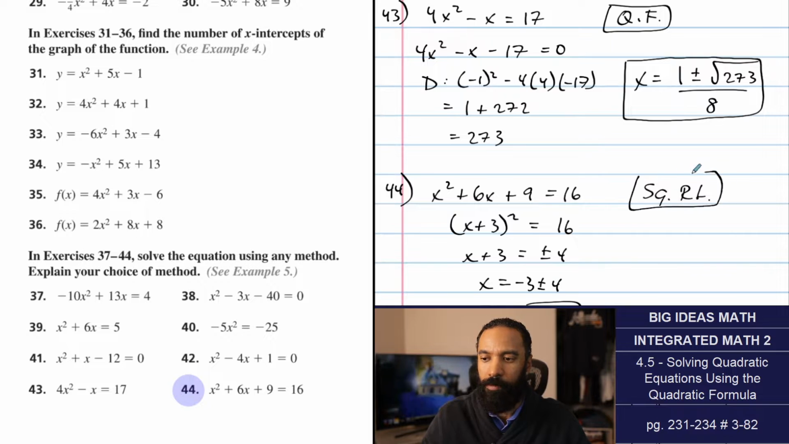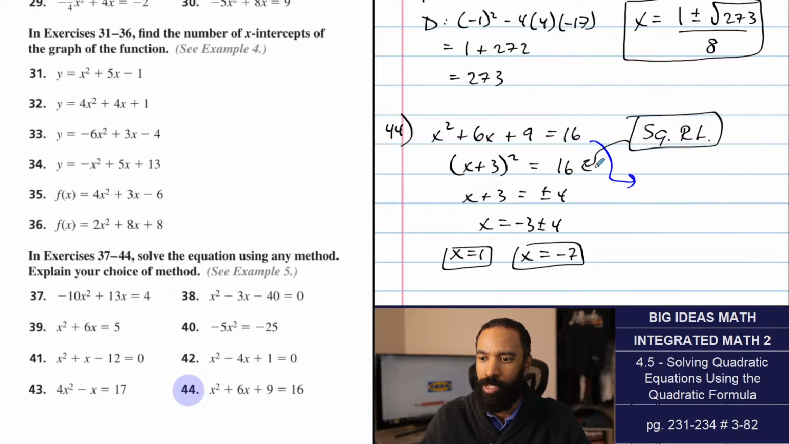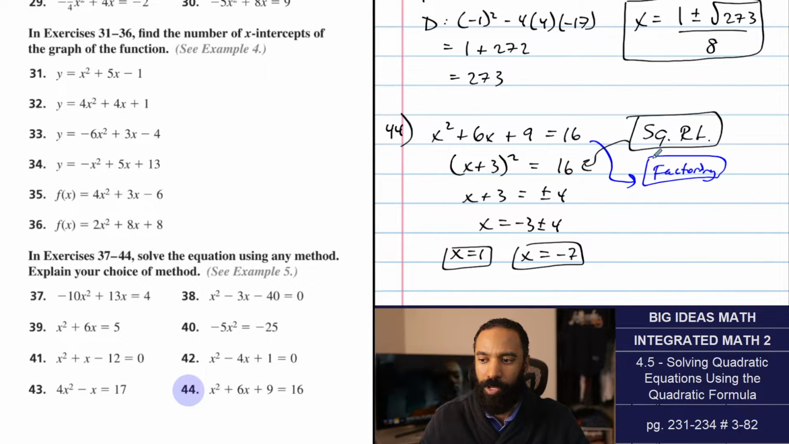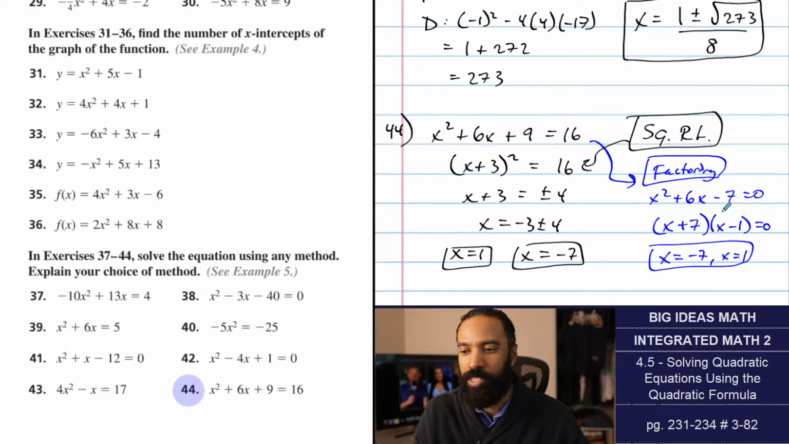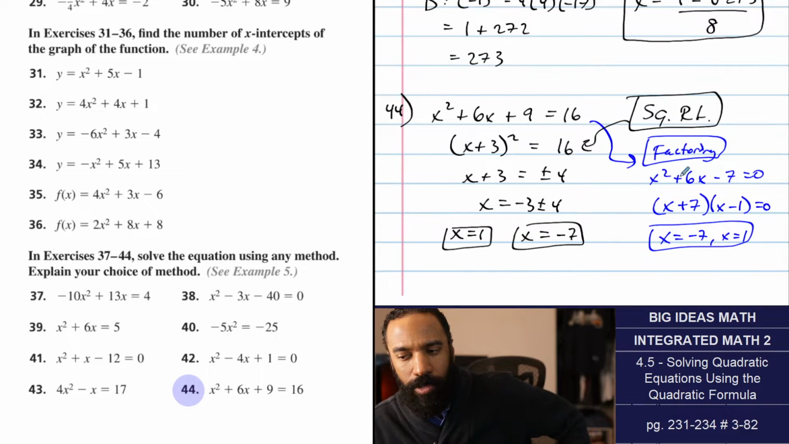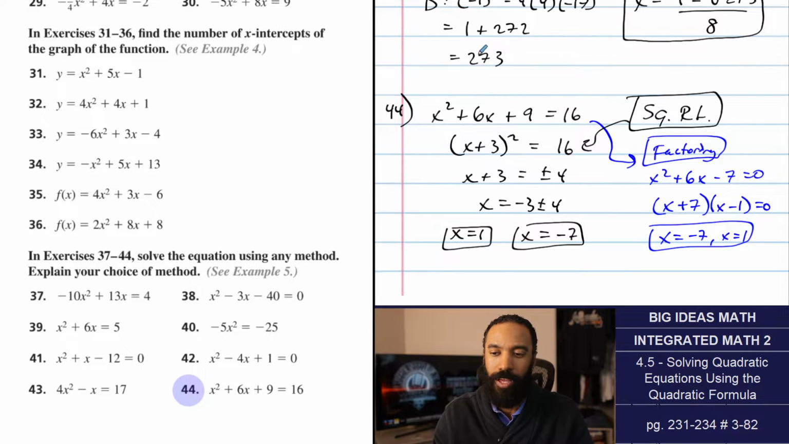Solving by factoring would have been totally fine. I'd have to first, however, subtract. I'm not going to use the quadratic formula. Subtract 16 over, x squared plus 6x minus 7 equals 0, and that refactors to x plus 7 times x minus 1. And you get x is negative 7, and x is 1. So you still get the same answers. I don't know, maybe it was one less step or something. They both work. And like I said, completing the square would have just gotten you right back to where you already were.